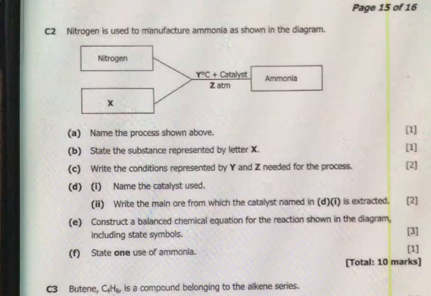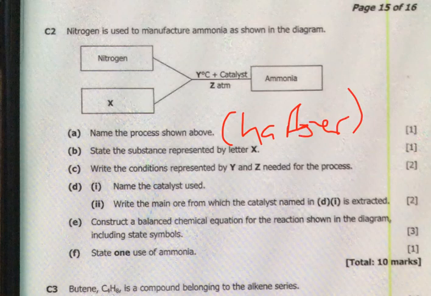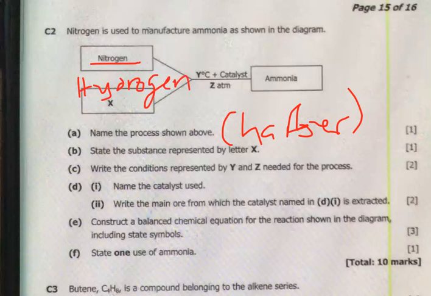So that's what we have in the marking scheme. It says, name the process shown above. We know that the process here is the Haber process. You know, it's important to understand even the process. And then B says, state the substance represented by X. We know that nitrogen must react with hydrogen. Hydrogen.